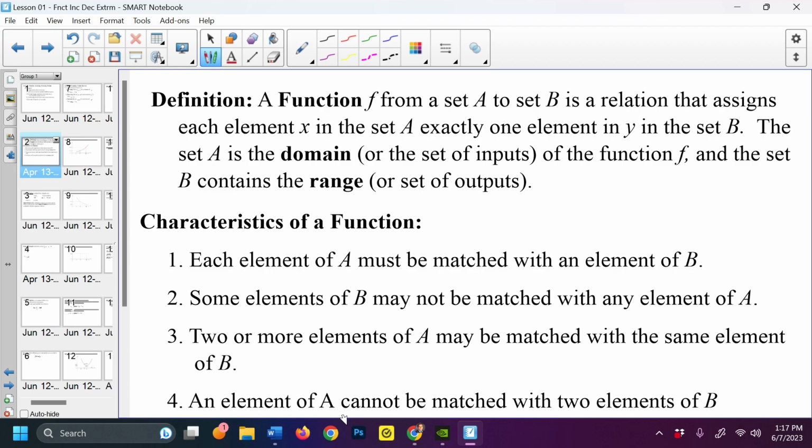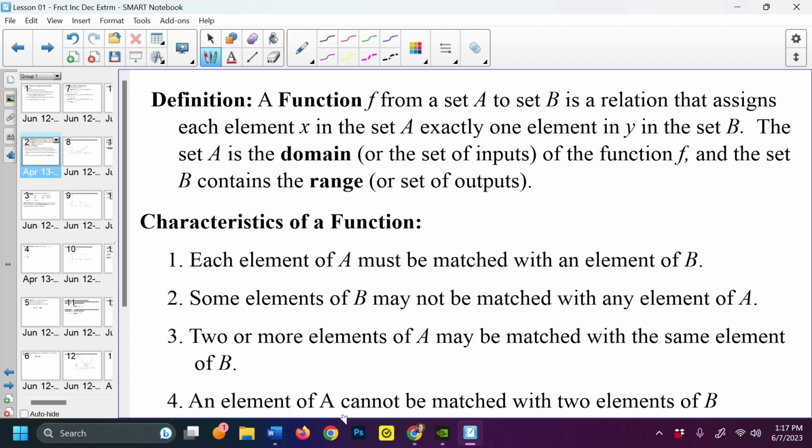A function f from a set A to set B is a relation that assigns each element x in the set A to exactly one element y in the set B. The set A is the domain, which we call our inputs, of the function f, and the set B contains the range, which we call the outputs.